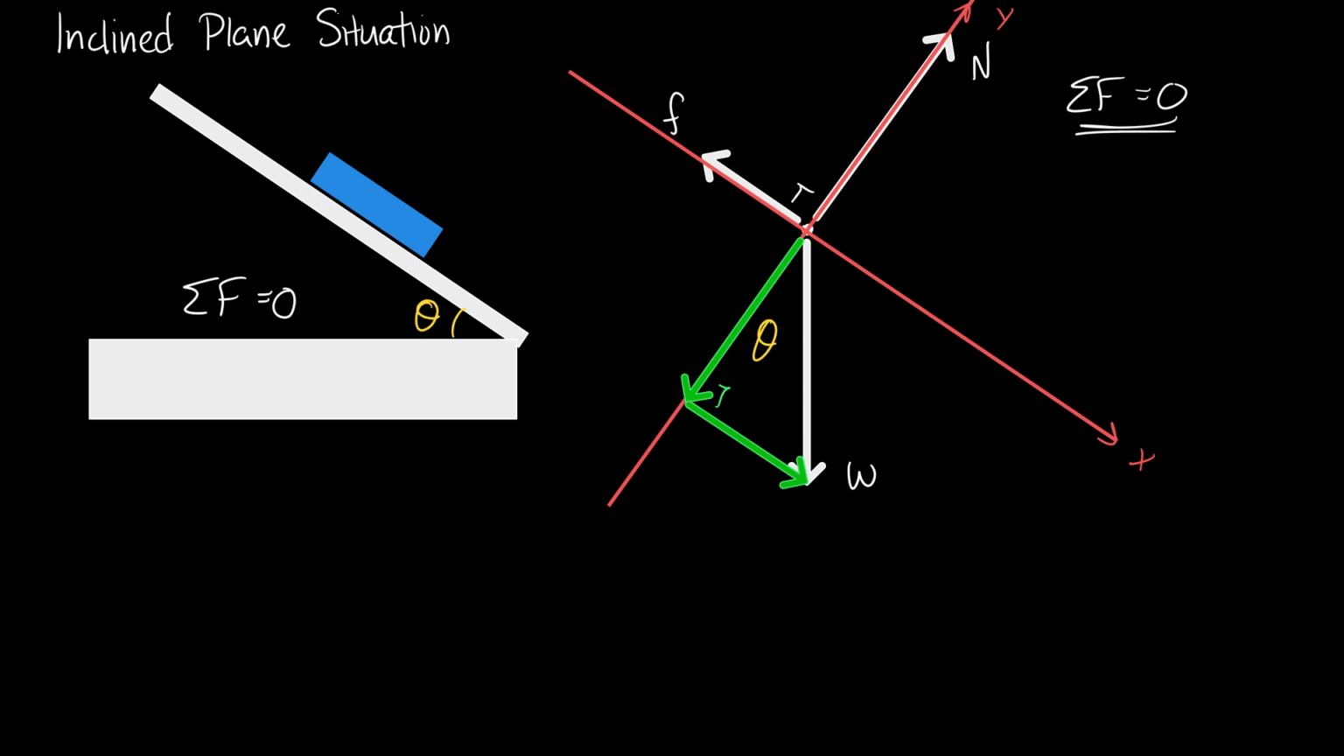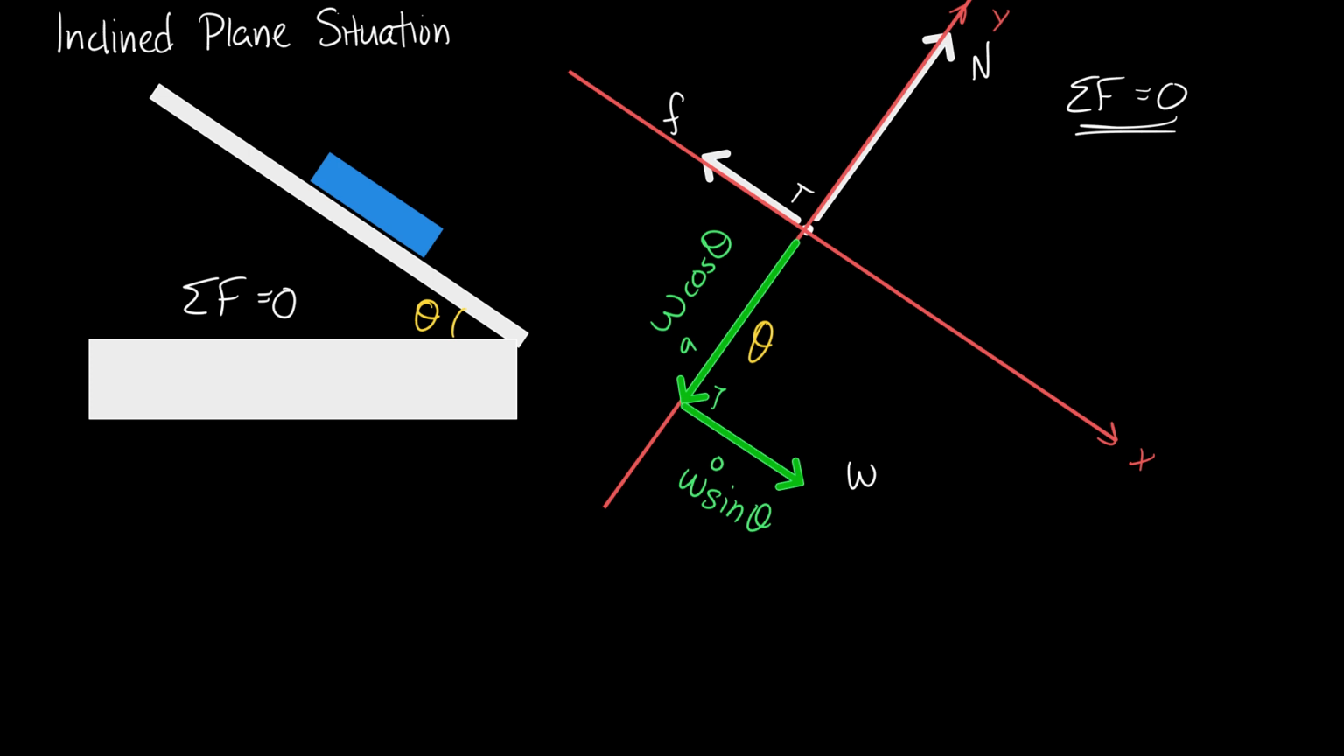Now, this side is the adjacent side, this side is the opposite side. So the adjacent side is going to be weight cosine theta, and the opposite side is going to be weight sine theta. I can't begin to describe how many times and ways we're going to see this. In fact, it's well worth noting that you could kind of memorize this.